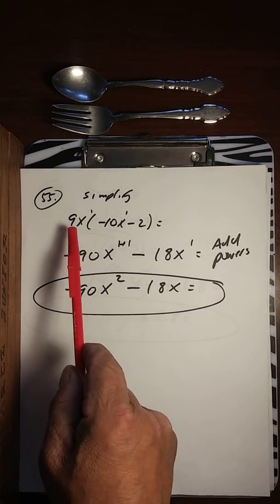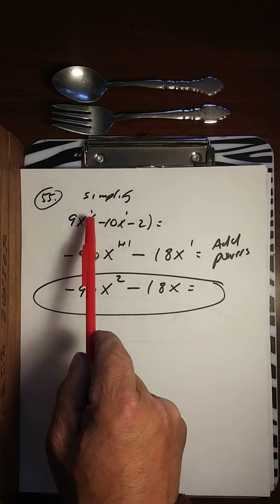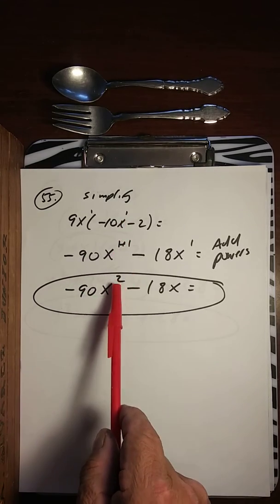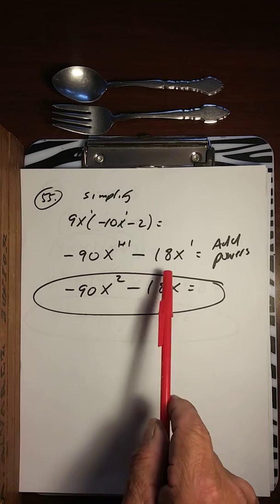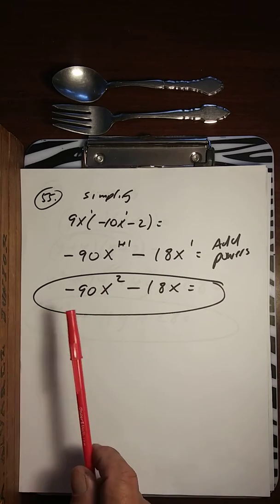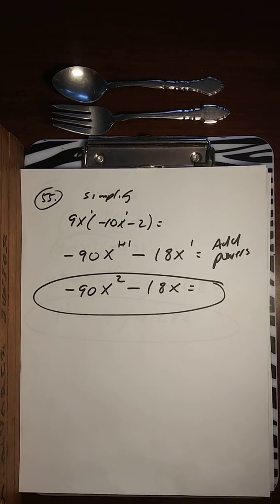Simplify this. So 9 times this is going to be negative 90. X to the 1, x to the 1 is going to be 1 plus 1, which is a 2 power. And that turns out is going to be a negative 18x. So it's going to be negative 90x squared minus 18x.